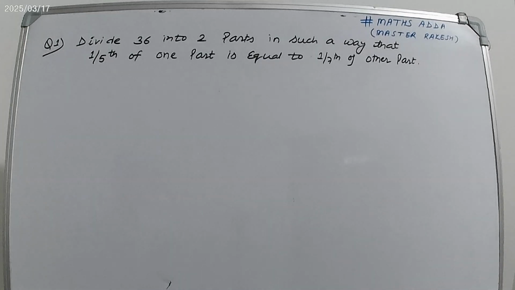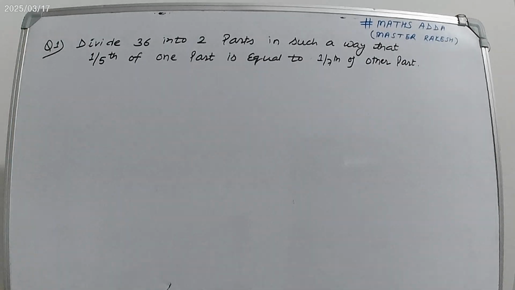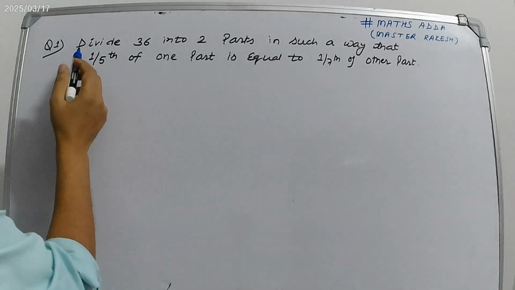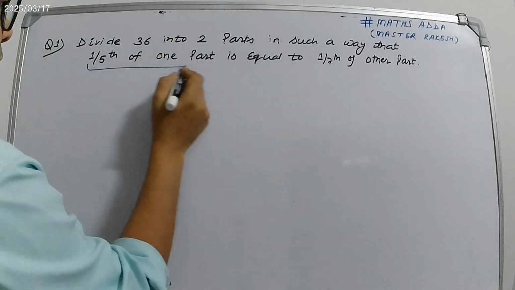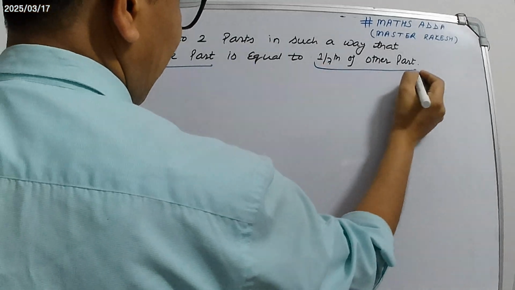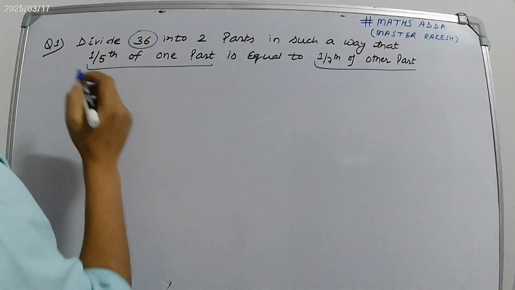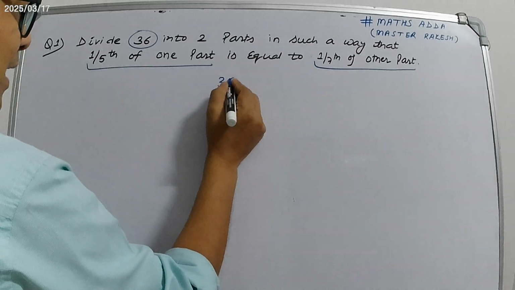I'm Master Rakesh. There's a very good question in front of you. It says: divide 36 into two parts in such a way that 1/5 of one part is equal to 1/7 of another part. So it is saying that 36.